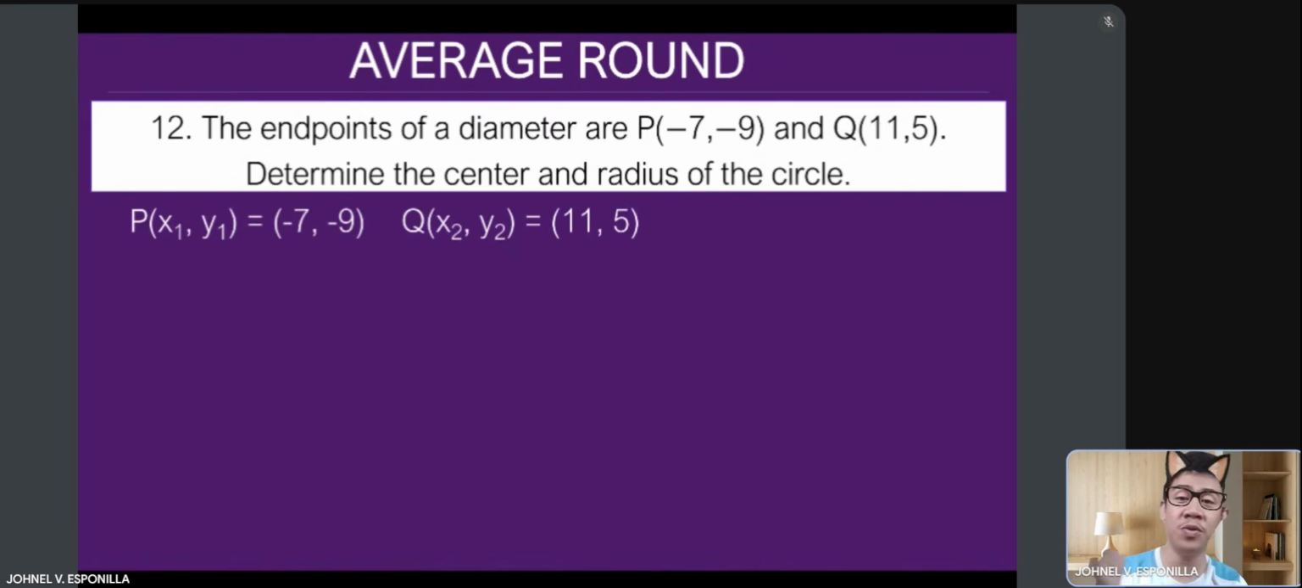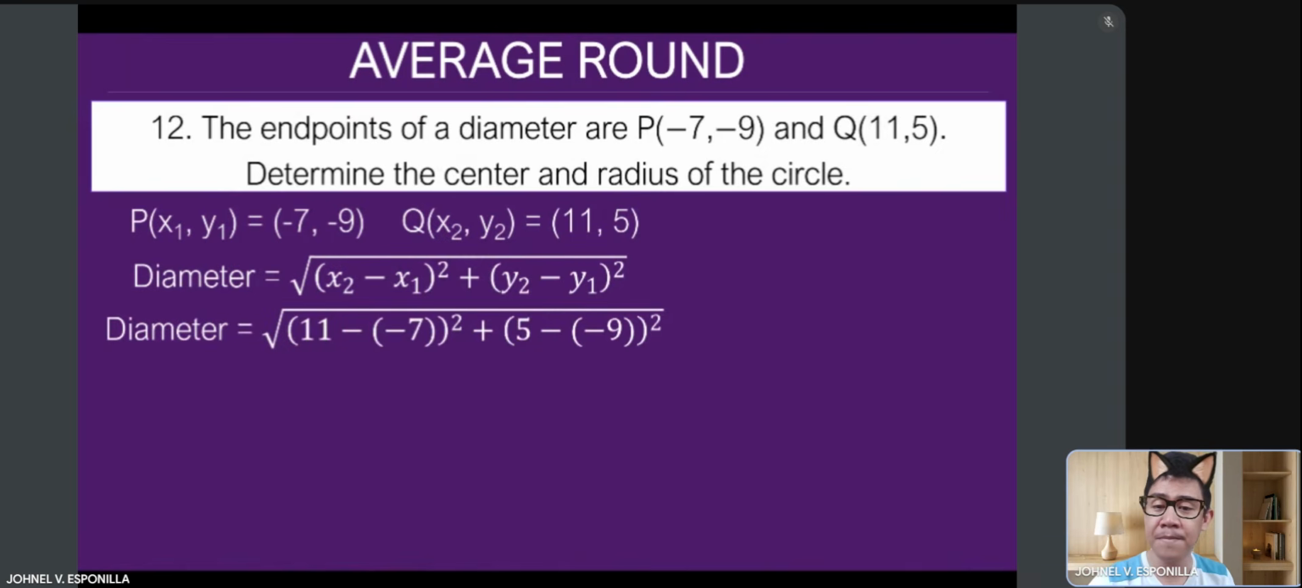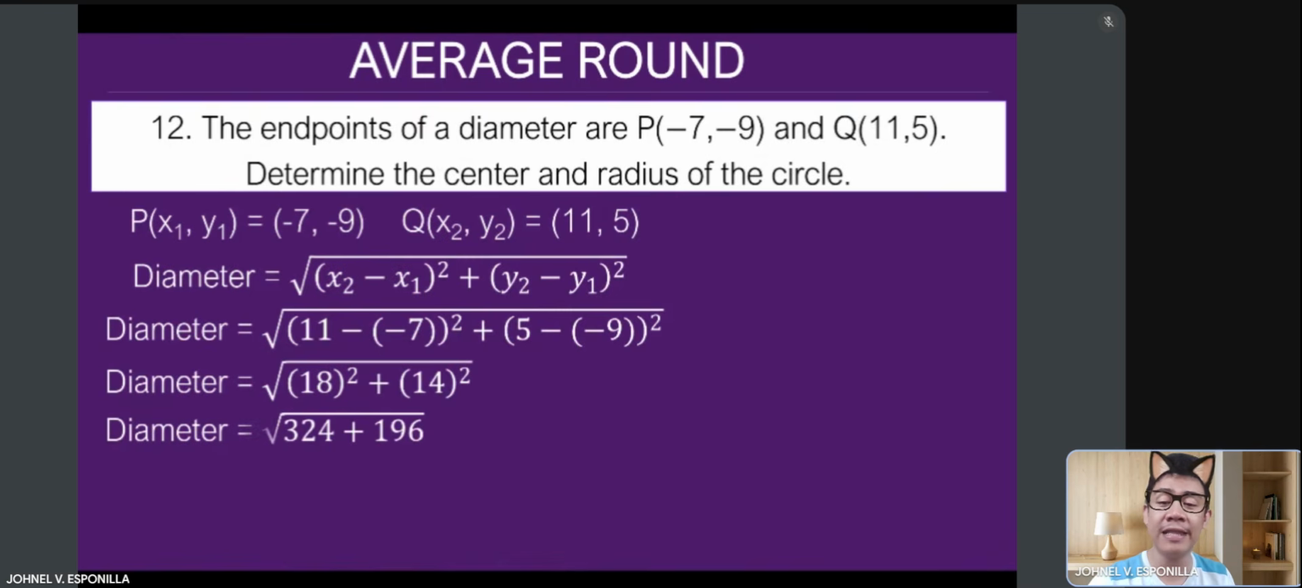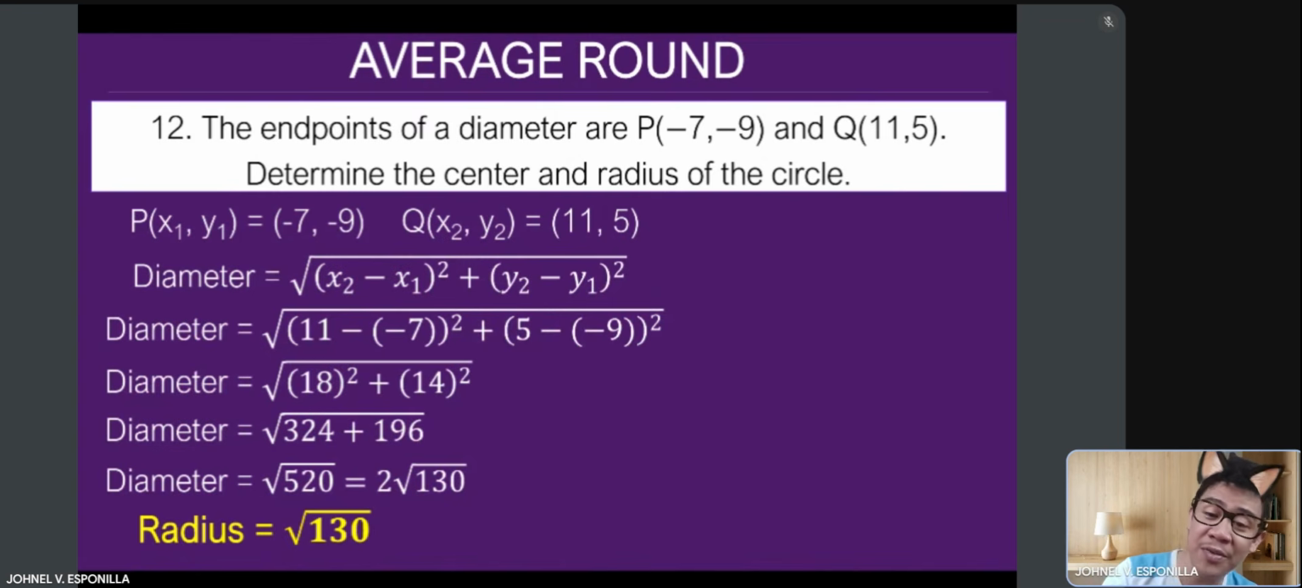So hanapin natin yung length of the diameter first. So the length of diameter is this. Substitution. Double negative becomes positive. Do the addition. Get the square. Add the two squares and simplify. The diameter is 2 square root of 130. Ang hinahanap sa number 12 dito ay center and radius. Since the radius, hahatiin natin yung diameter over 2 and that is square root of 130. Okay? Square root of 130 ang gagamitin kasi mawawala mamaya yung square root.